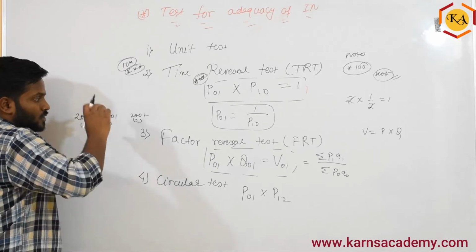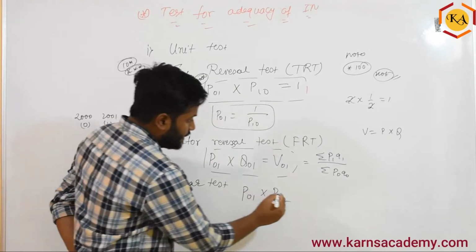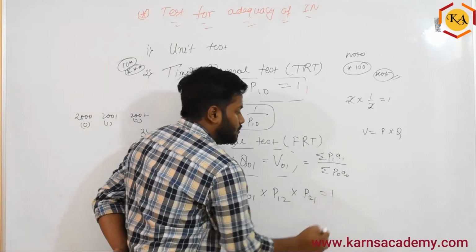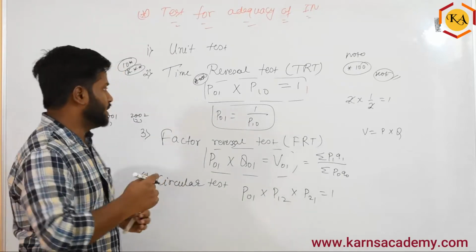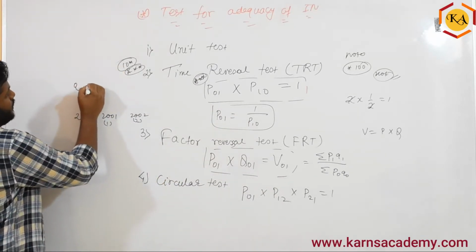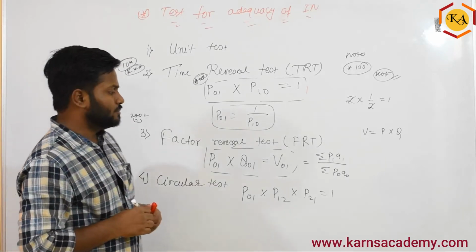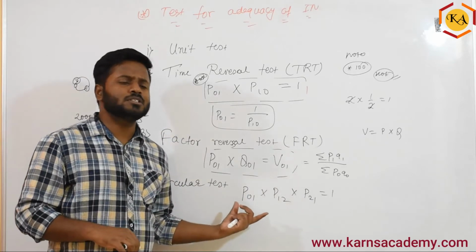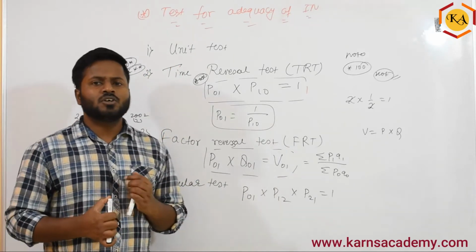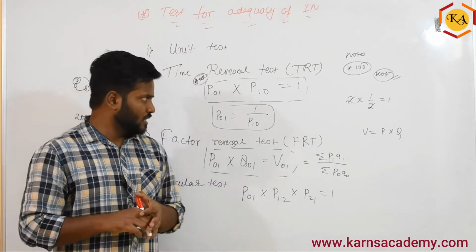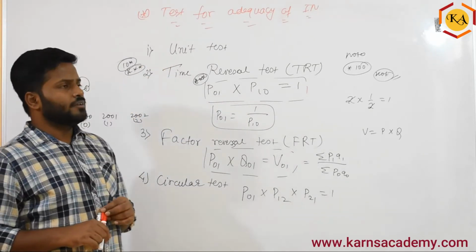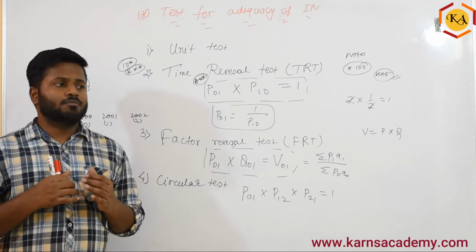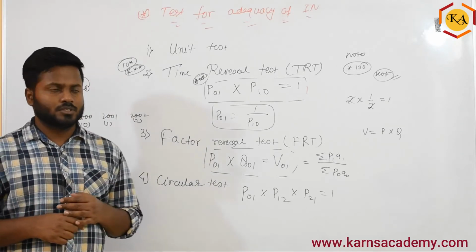You can take any one of those as the base year, and the product of the price relatives, P01 into P12 into P20, is equal to 1. This is the circular test. We have to keep rotating, 0 to 1 to 2, like that. If that holds, it is called a circular test. Don't worry about this much. This and the unit test are not very important; we have only the definition for them. But the time reversal and factor reversal tests we are going to study in detail. Pause the video to note it down, then we will move further and see how the problems work.